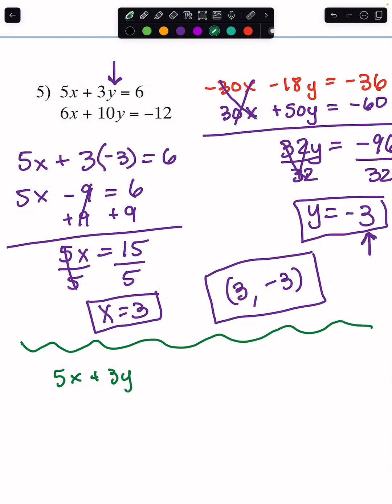The first time up here, I cancelled out x's first. So for this example, I'm going to cancel out y's first. And so to make that happen, I need the same coefficient, opposite signs. So in this case, it looks like 30 is going to be the best one. One of them has to be negative. One of them has to be positive. So I'm going to multiply this top one by -10, and I'm going to multiply the bottom one by +3. Doing that will make this happen.